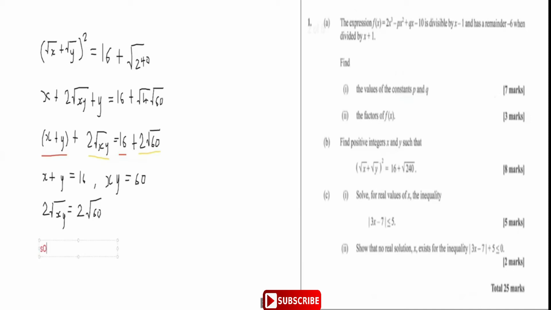Let's write that down. So the solutions are going to be x is equal to 6 and y is equal to 10. That's one possibility. Or the next solution is x equal to 10 and y equal to 6. Too easy. And that takes care of part B.